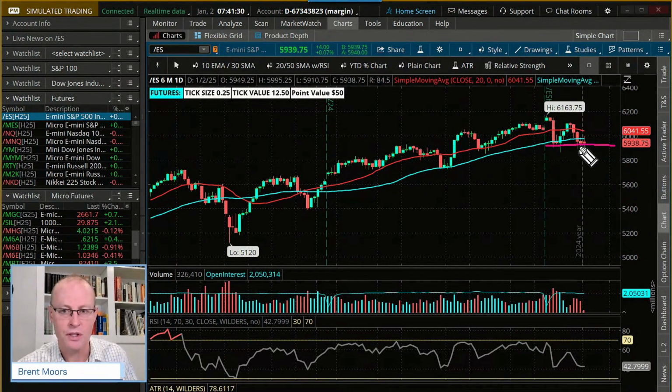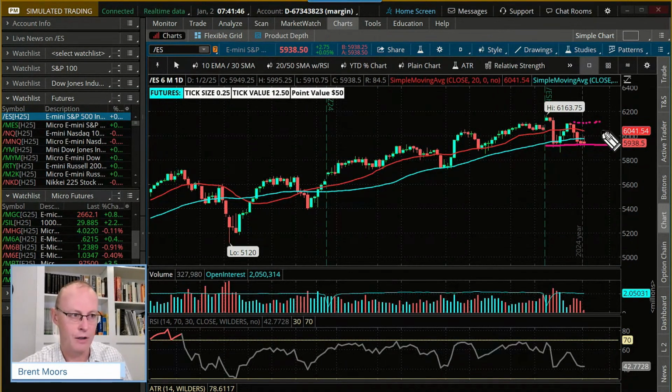I'm going to assume this is going to act as support, and I'm going to assume this is going to be my target right here. So that's the calculation I just figured out. That's a 171 point move up times the 50 multiplier is potentially $8,500. But let's put a stop on here.